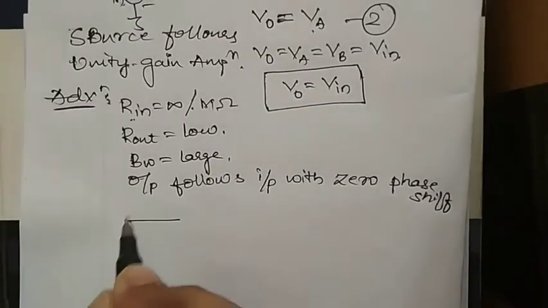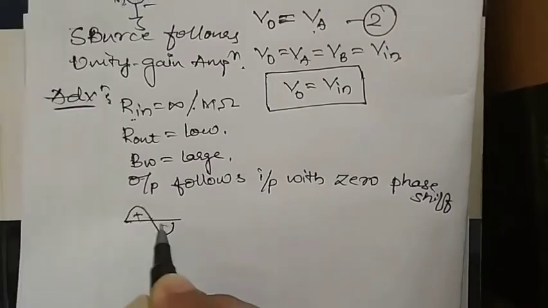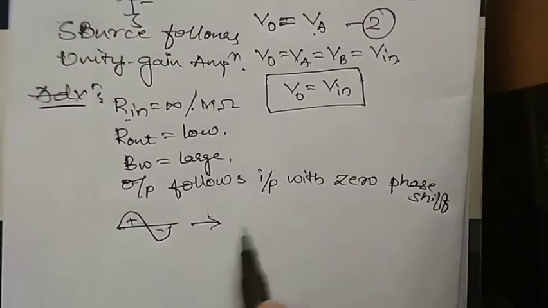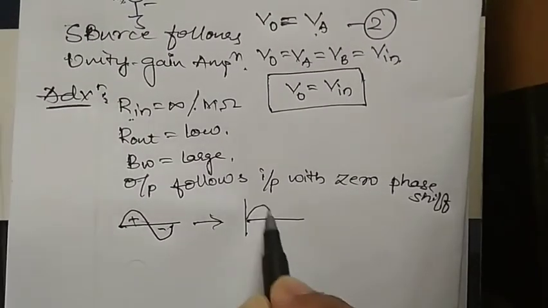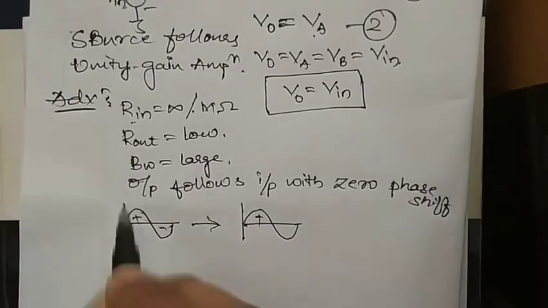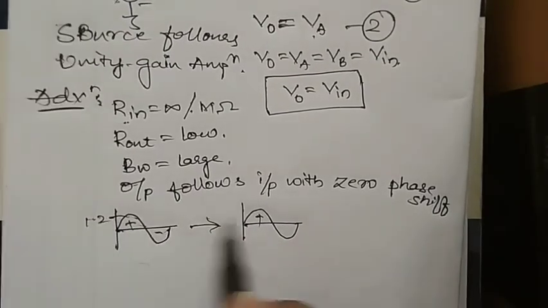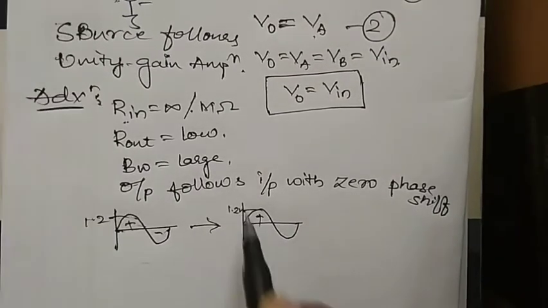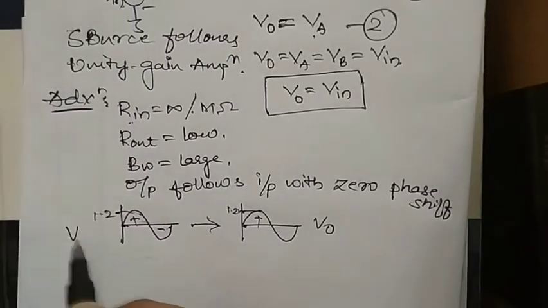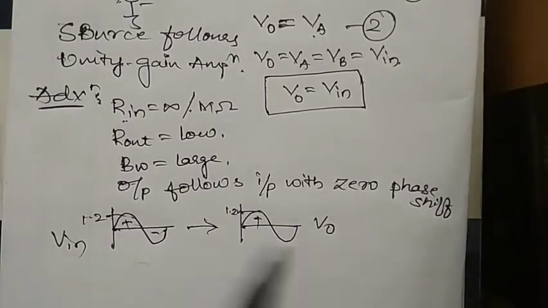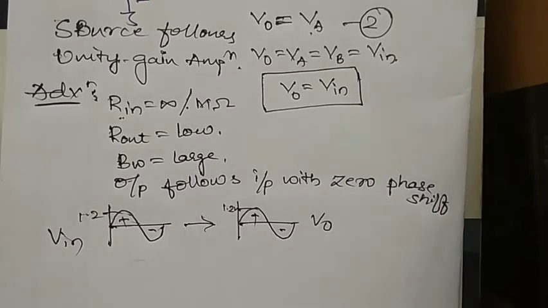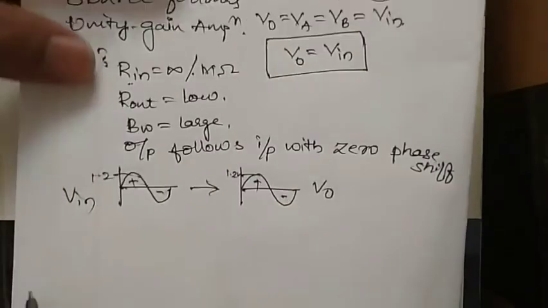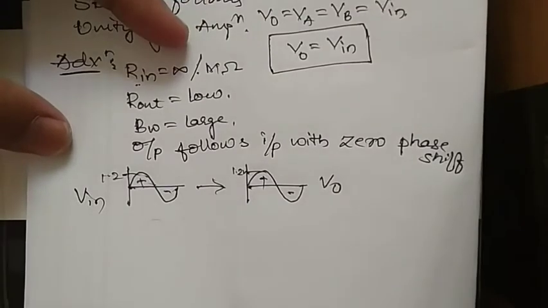Zero phase shift, what does it mean? When you supply a positive half cycle first, you get the same positive half cycle with the same voltage, 1.2 volts. This is V0, this is Vin. Your output follows the input. So this is the first circuit we have considered here, the voltage follower circuit.